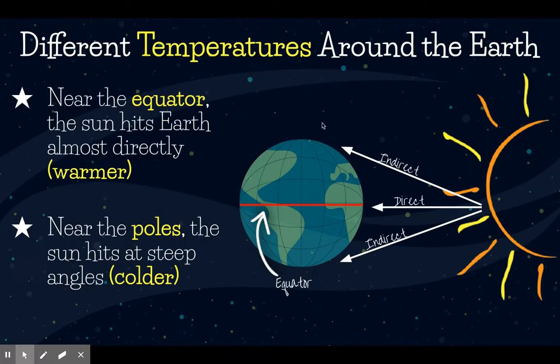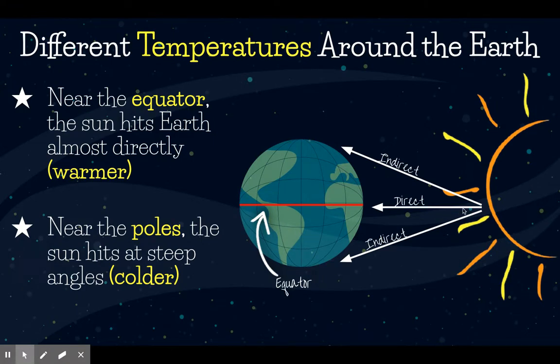Okay, so let's talk a little bit about how the rotation of the Earth affects temperatures and the amount of sunlight that different parts of the Earth receive. This line here that's going from side to side, the red line, is called the equator, and it divides the Earth into the northern hemisphere, which is the top part, and the southern hemisphere, which is the bottom part. So northern and southern hemisphere.